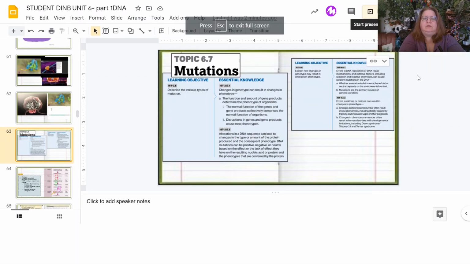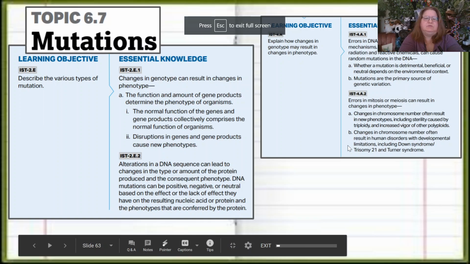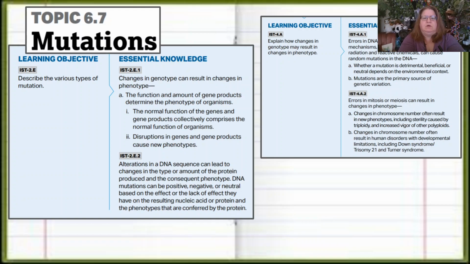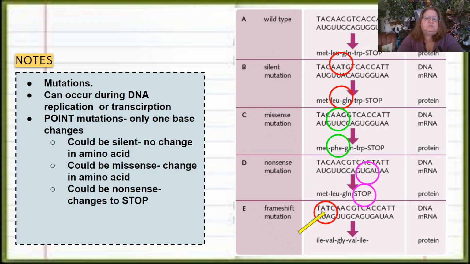And so we are talking about mutations, and mutations ultimately are going to be changing the genotype, the DNA. But what we want to talk about is how this can affect the amount of the protein or gene product and what the effect then causes to the phenotype. So we're going to look at the types of mutations and then the types of effects that can happen. So let's go ahead and get started.